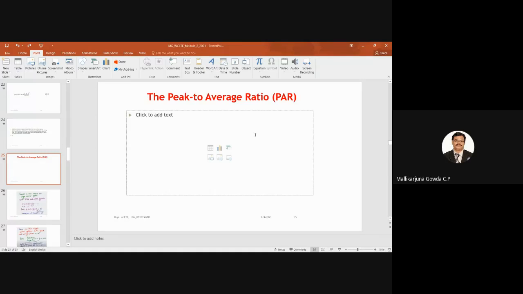Hello, I said what the peak to average ratio is, right? It is the ratio of the peak power of a signal to the average power of a signal. Let us consider the BPSK signal only. Is it possible to say what the peak to average ratio of the BPSK signal is?